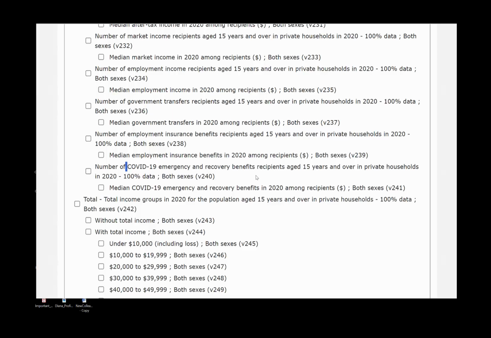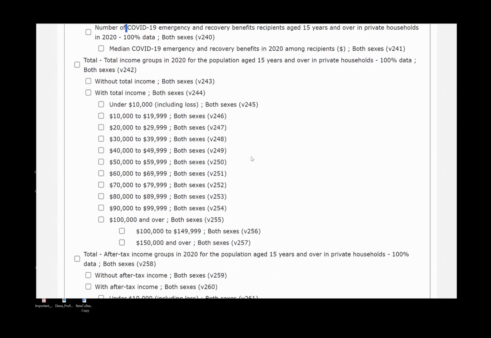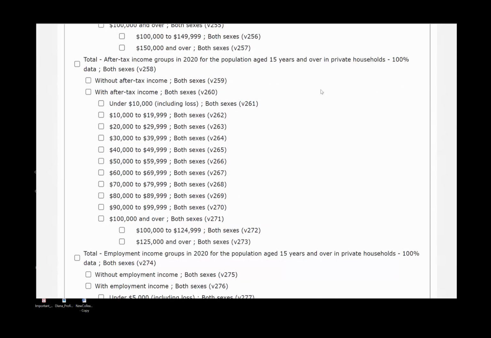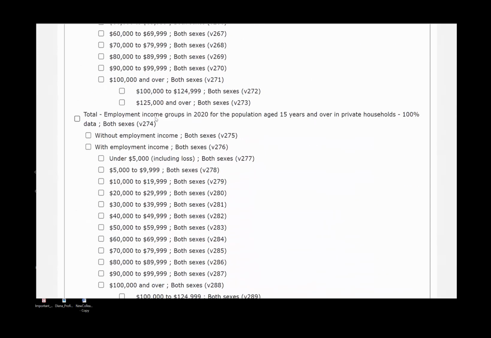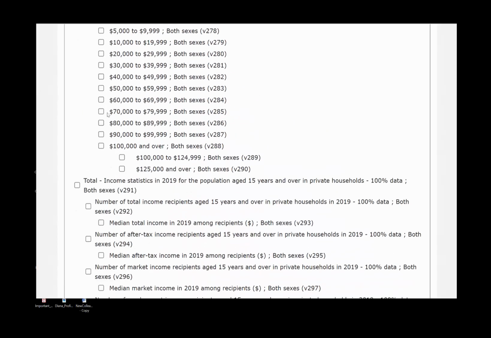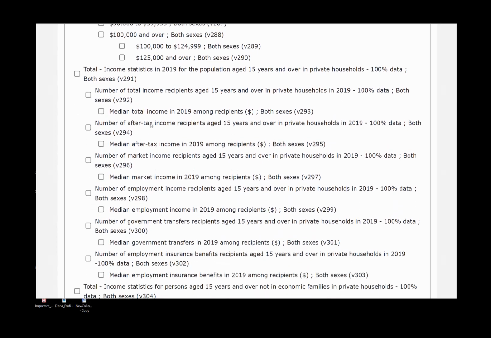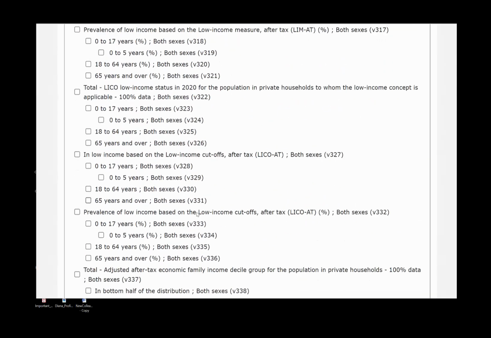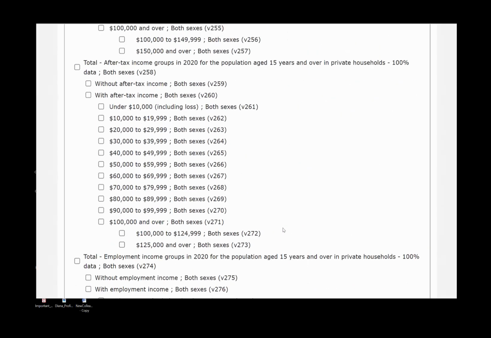emergency recovery benefits. Further down, you can look at different income groups by age and by household, and then look at income by employment type or by employment, or number of recipients, how many receive total income, how many of them are 15 years or above, what is the after-tax income, what is the market income. So take a look at the detailed classification of the different types of income that you might want.